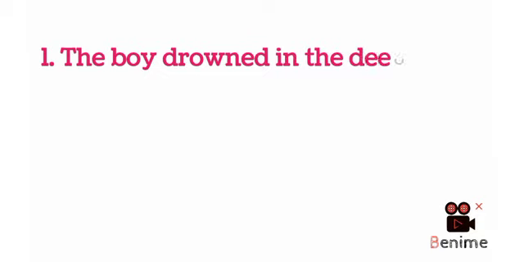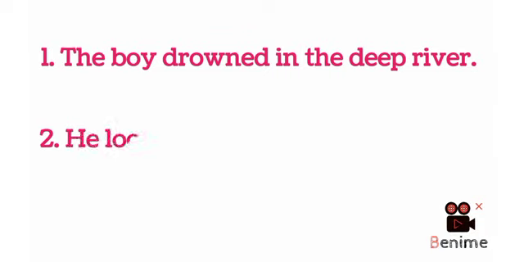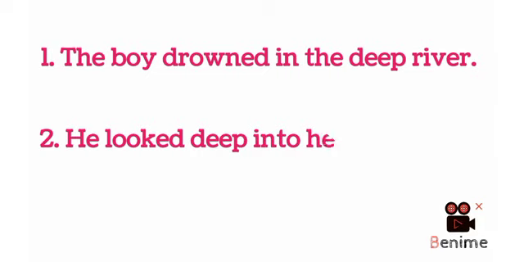Let's look at another set of sentences. The boy drowned in the deep river. Then number two, he looked deep into her face. Now in the first sentence, the word river is a noun, and we see the word deep coming before the noun. And so it describes the type of river where the boy got drowned.